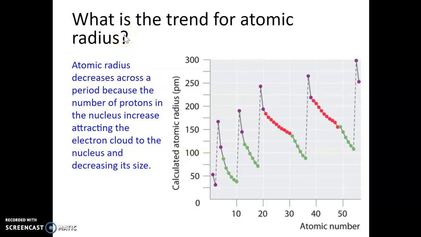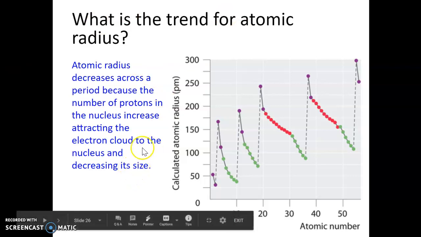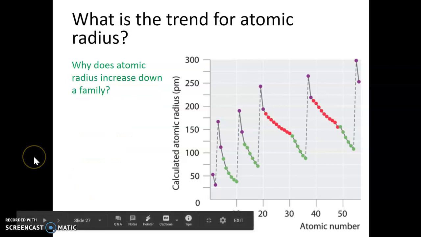So the atomic radius decreases across the period because the number of protons in the nucleus increases, attracting the electron cloud to the nucleus and decreasing its size. And by its, I mean the atom's size. I should have been more explicit. Sorry about that. So now let's use that logic to talk about a family.